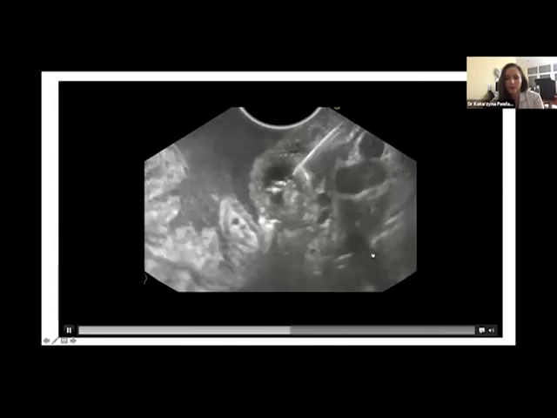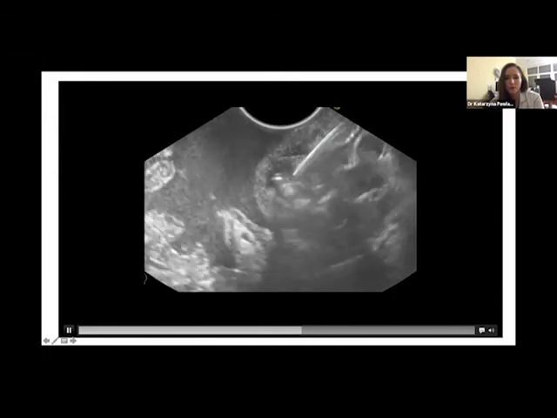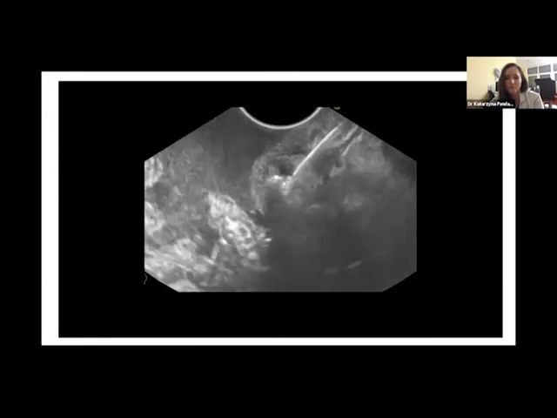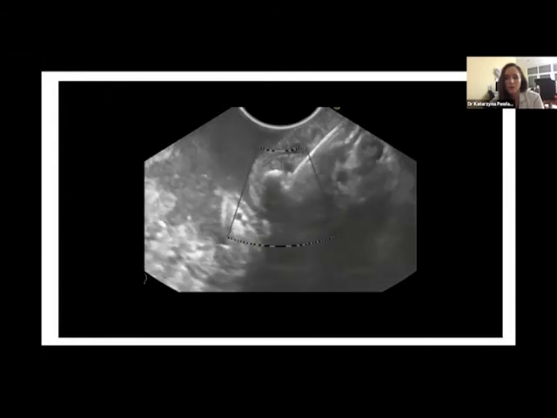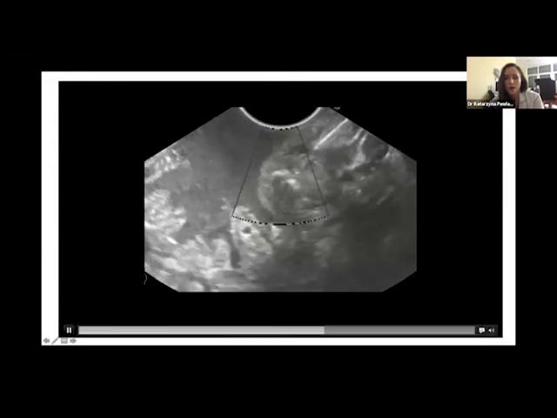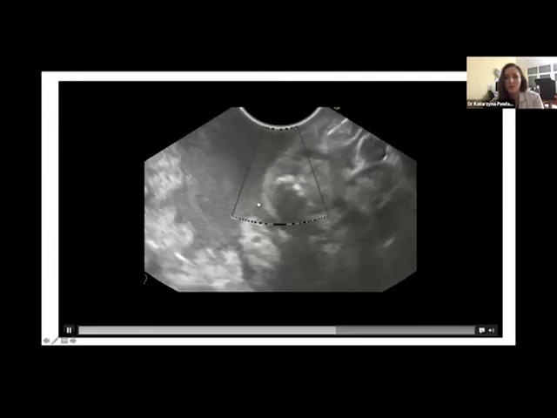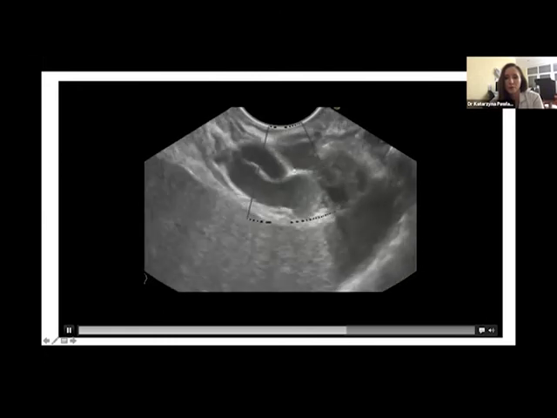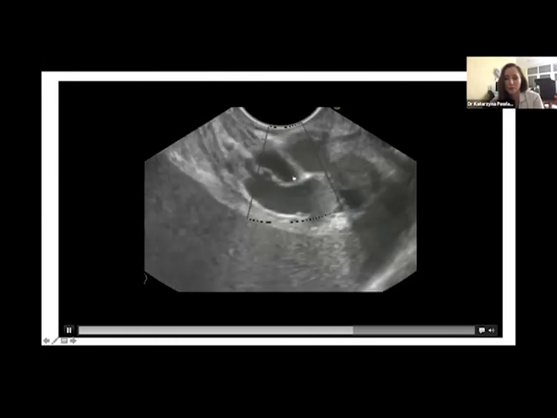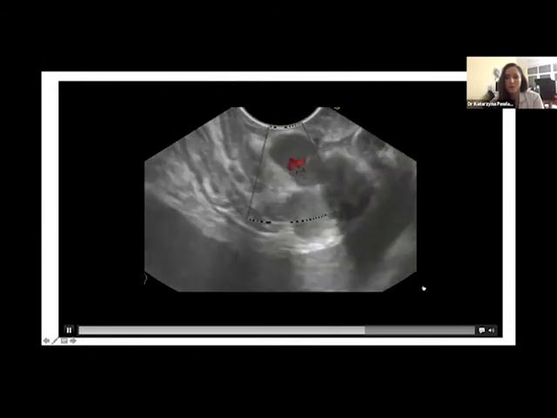Okay. And after coil implantation, we perform the injection of the glue mixed with lipiodol. After this, you can check with EUS color Doppler, and you can see that we achieve complete obliteration without any flow of blood in the gastric varices. So we perform the procedure and we achieve complete obliteration.